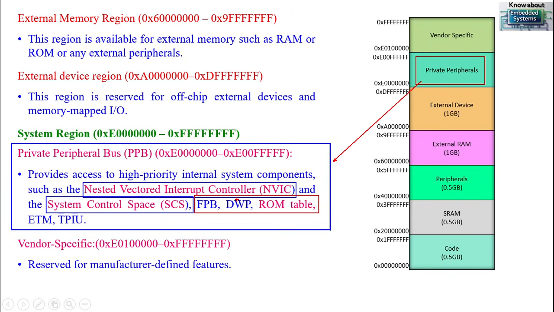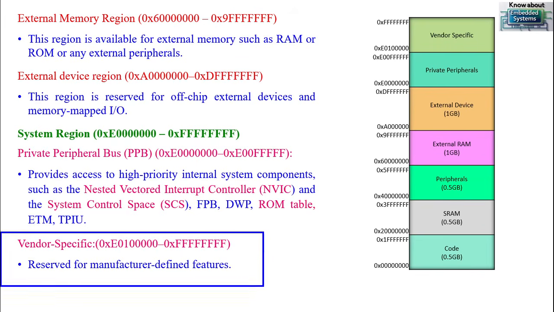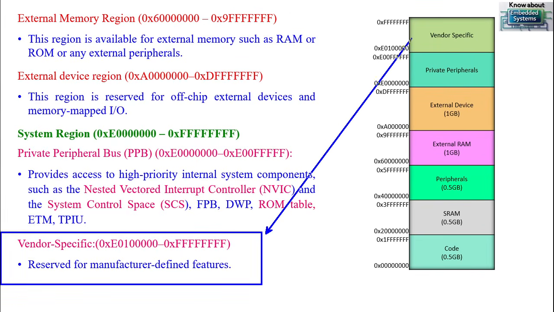Okay, then we have the final one, that is called vendor specific. The name itself says vendor specific. What do you mean by vendor specific? Vendor specific means this is related to your microcontroller development. Some microcontroller vendors want to include their own circuitry or their own peripherals, and they want to map them here in the vendor specific region. For that purpose, we will be using vendor specific memory, which is starting from E0010000 to FFFFF. Okay, so this is called the memory mapping of your Cortex processor.